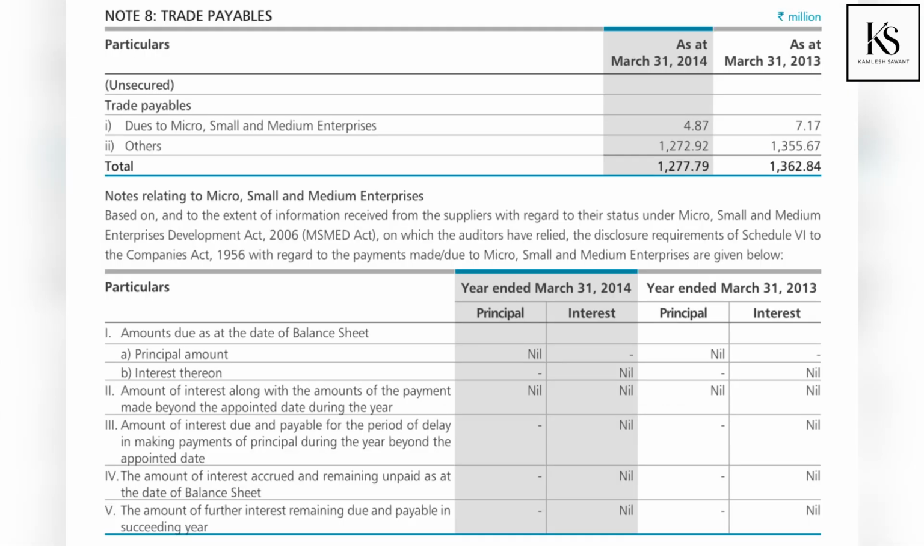The next line item is trade payable, also called accounts payable, which is at 127 crores. These are obligations payable to vendors who supply to the company. The vendors could be raw material suppliers, utility companies providing services, stationery companies, etc. Have a look at Note 8, which gives the details.